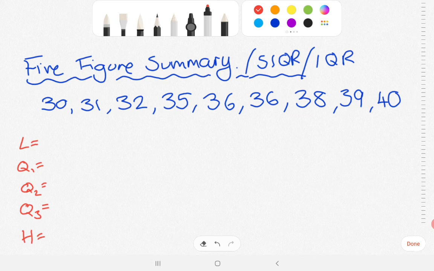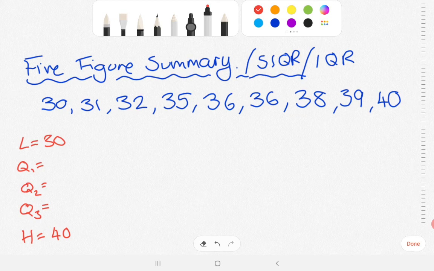Okay, so looking at this data set that I've given you here, it spreads between 30 and 40. So the lowest number is 30 and the highest number is 40. So that's nice and straightforward to work out initially. Just double check that the numbers definitely are in numerical order, which again they are.